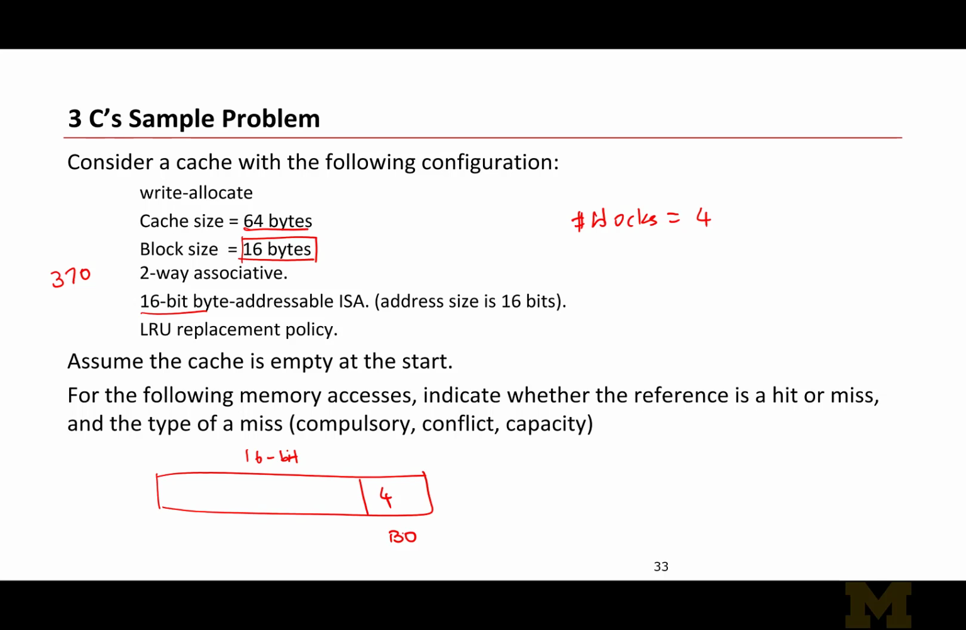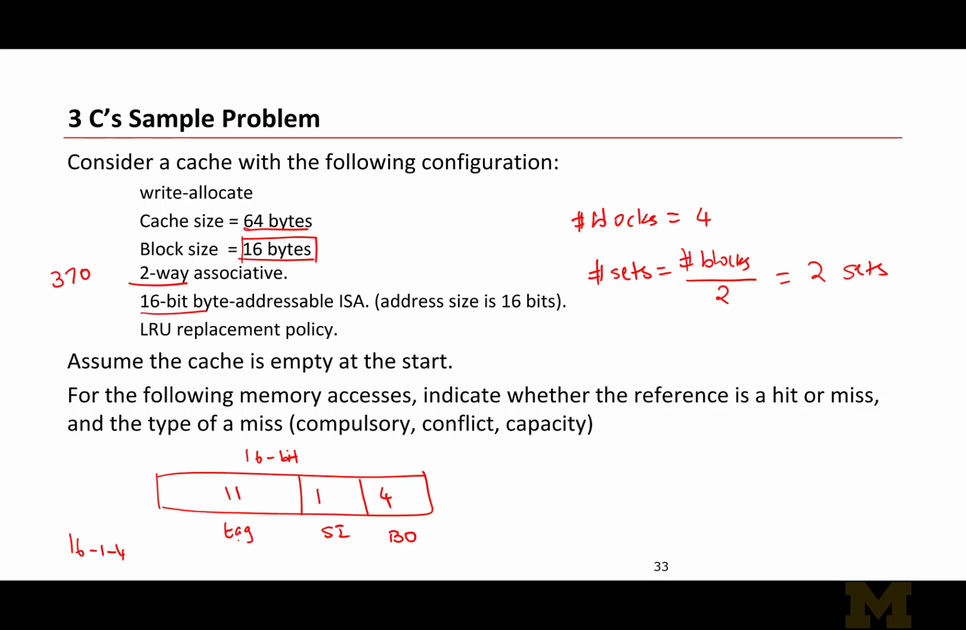And then it's a 2-way set associative cache, so that means the number of sets is going to be the number of blocks, or number of lines, divided by the number of ways, which is 2. So the number of sets is going to be 2 sets. So to figure out which set I should go to, I just need 1 bit, and the remaining bits are going to be the tag. So 16 minus 1 minus 4, so that is 16 minus 5, that is 11. So this is my set index, and this is my tag.